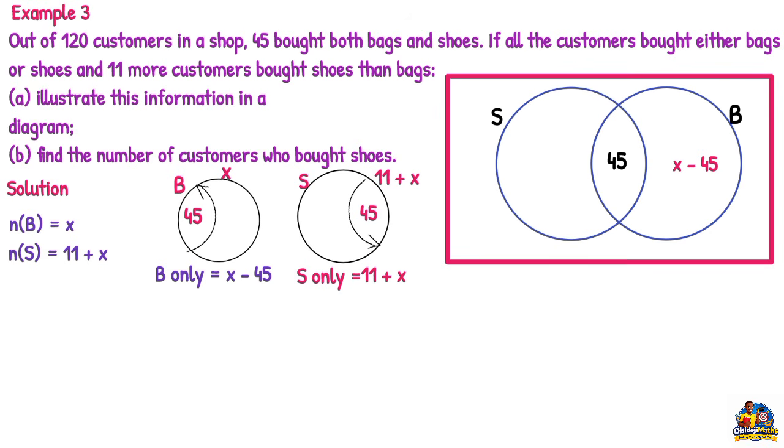So let's do the calculation. Remove 45 from it. That will give us x minus 34. So let's write it there. Shoes only will be x minus 34.